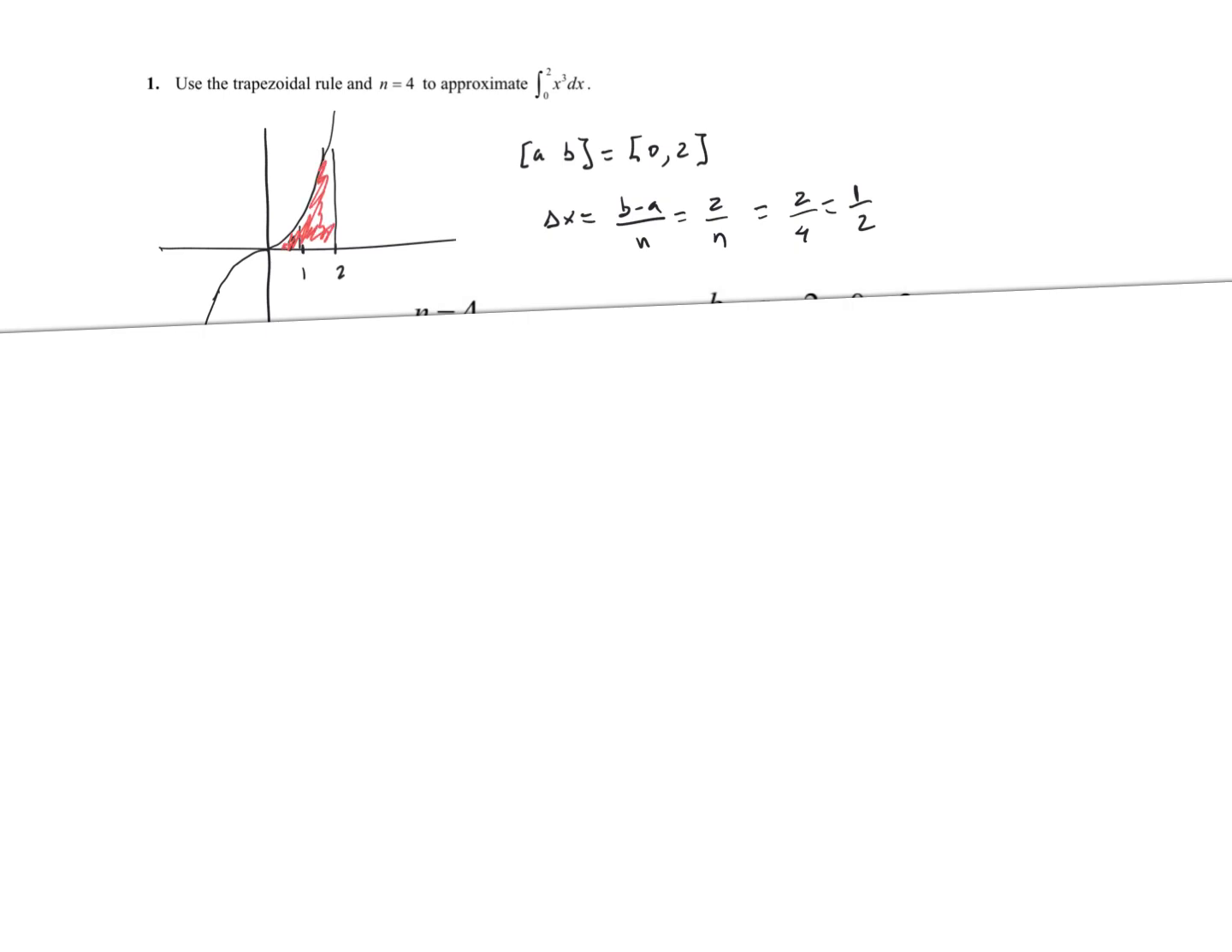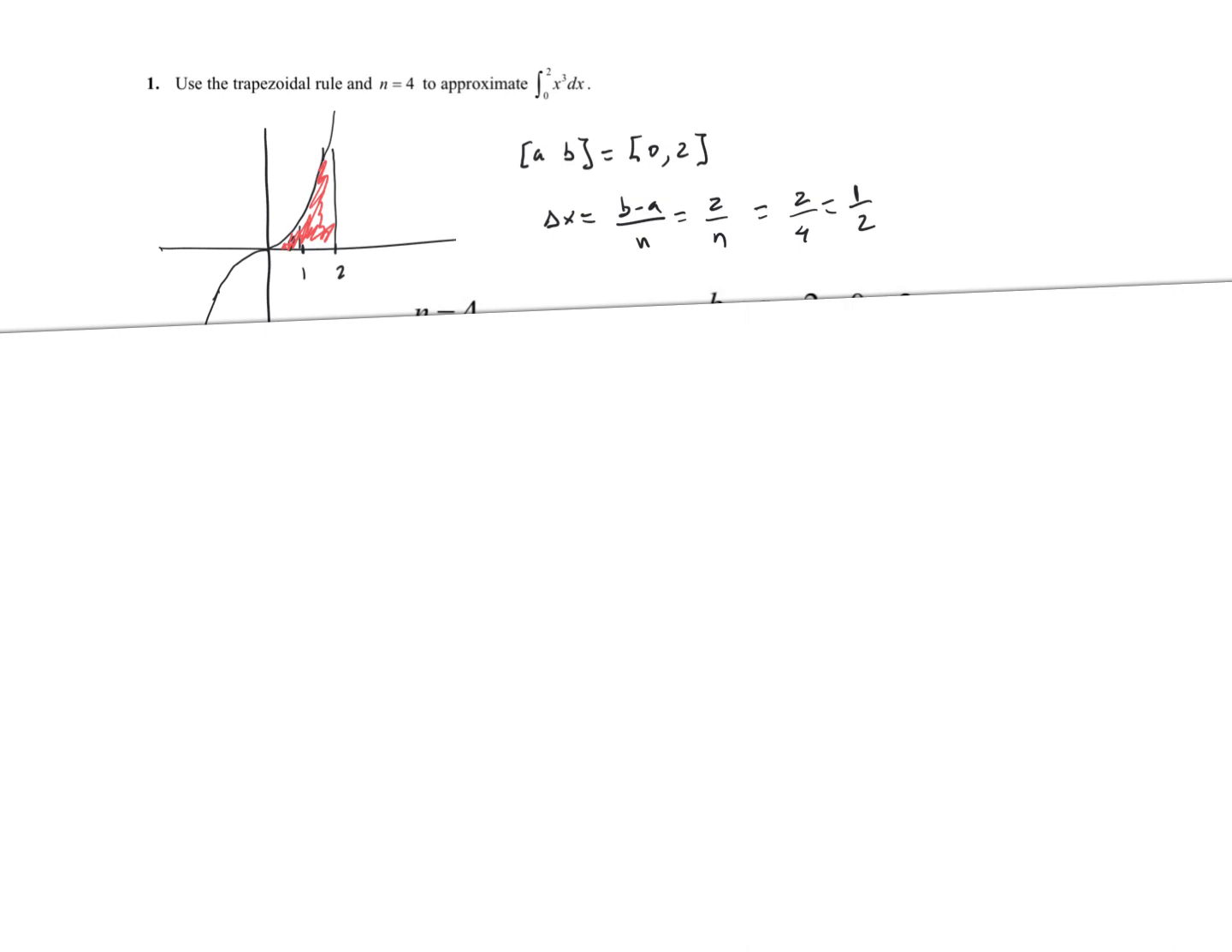The total area here. There is no geometry formula for a triangle or rectangle that I can apply. And imagine that this equation is not integrable, that you cannot find the antiderivative of the function of x cubed. That of course you can find, and of course you can find exactly what the area is. Let's apply the trapezoidal rule to this problem.